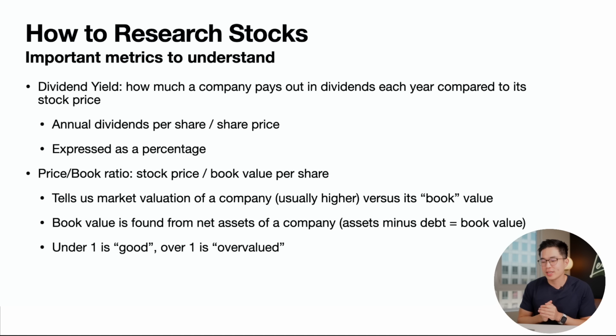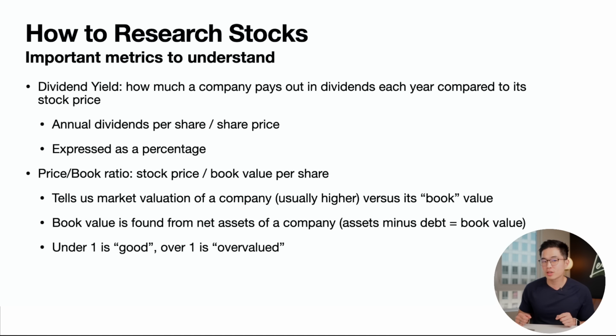Another important metric to understand is the dividend yield. This is how much a company pays out in dividends each year compared to its stock price. To calculate this, you take the annual dividends per share and divide that by the share price, expressed as a percentage. Let's say, for example, you have a company and the share price is $10. If the dividend yield for that company is 5%, that means that company is going to be paying out 50 cents in dividends per year. I'd say that any dividend above 3 or 4% means it's a pretty high dividend stock. Any dividend between, let's say, 1 and 2% means it's a mild dividend stock. And then there are a lot of companies out there that just do not pay dividends.